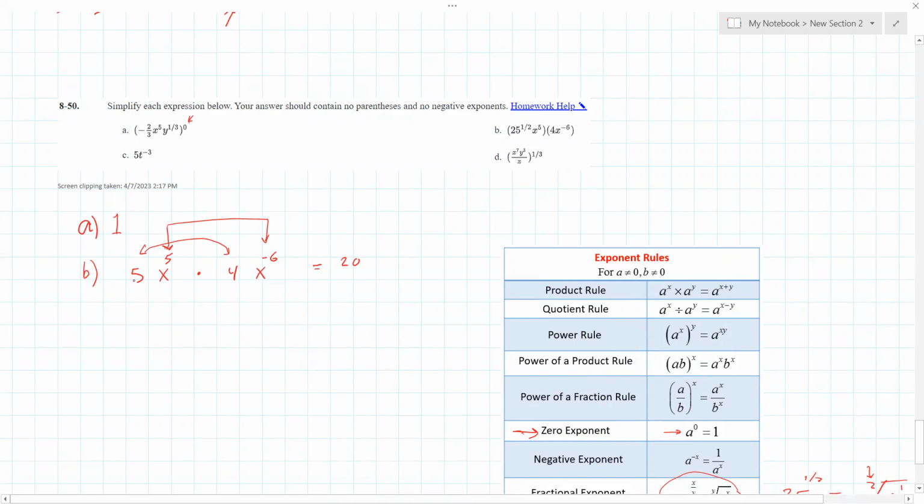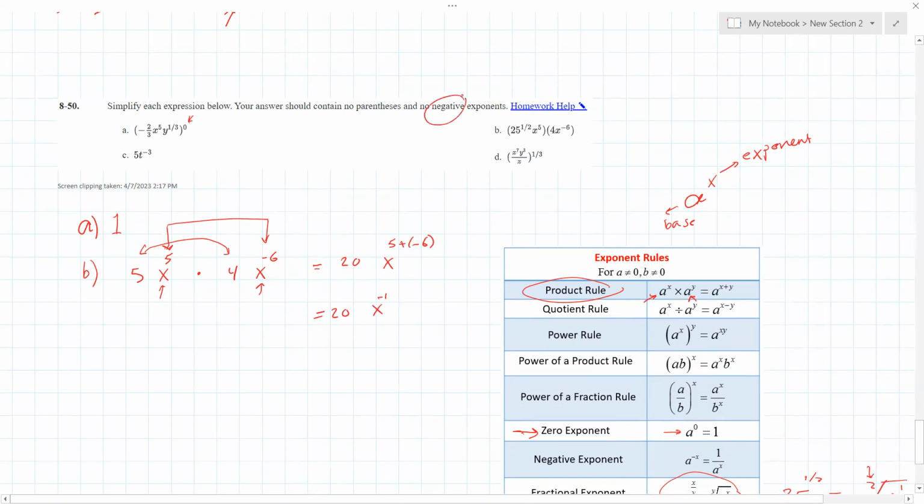And in this case, we remember the product rule. As you see, when you multiply, we have the same base, basically. When you have a to the x, a is called the base. x is called the exponent. Okay, when we have the same base, a, we add the exponents. And yes, here we have the same base, we have x. So we add these exponents. So x to 5 plus negative 6. So it is 20, x to the negative 1.